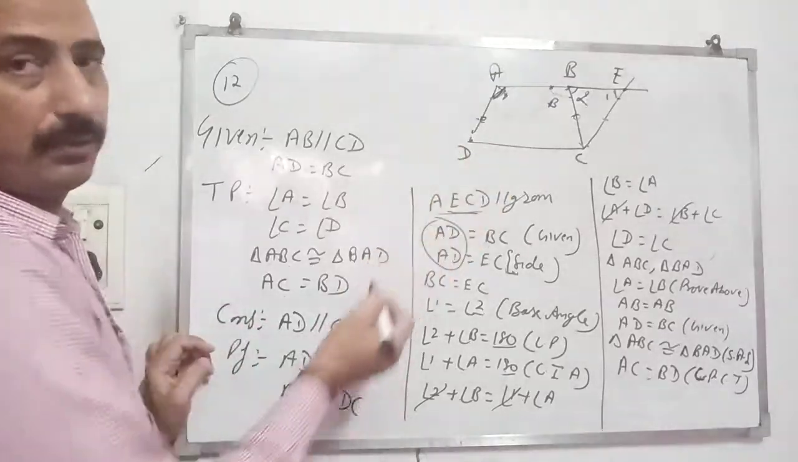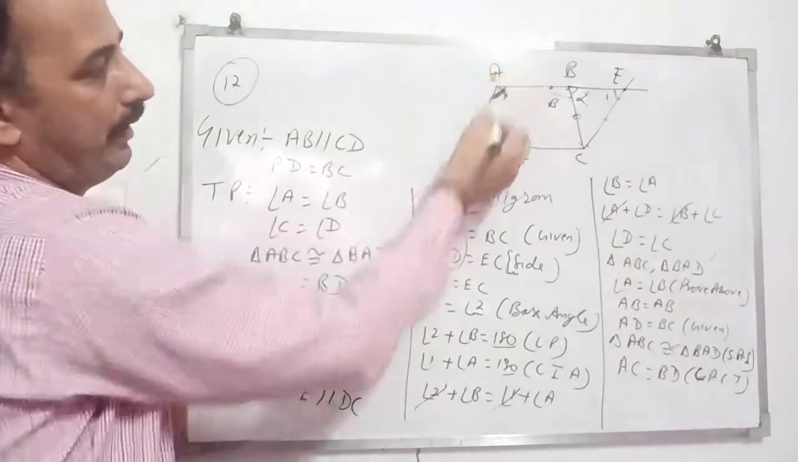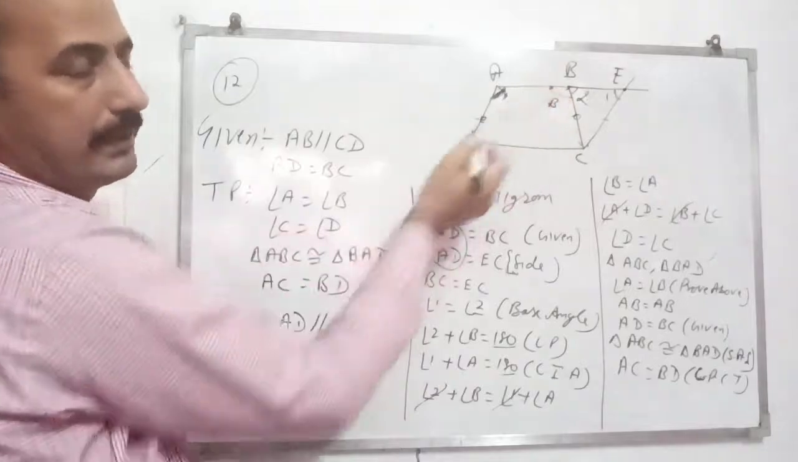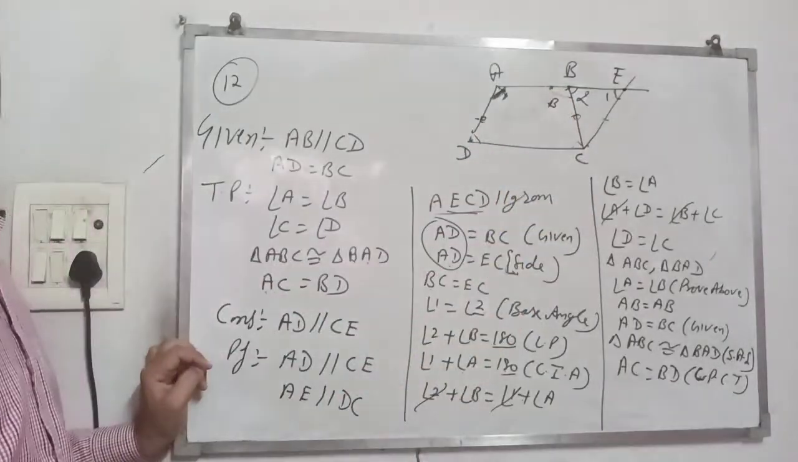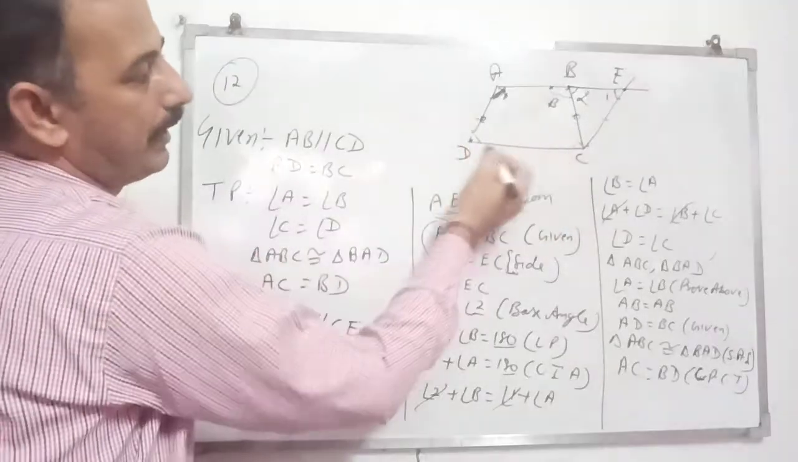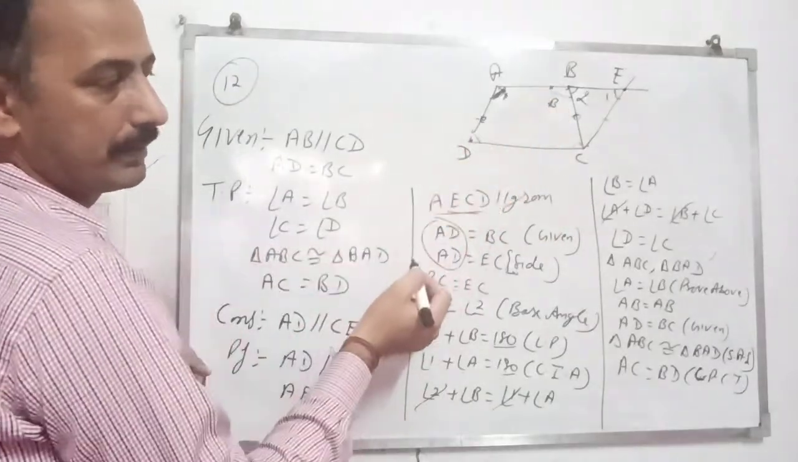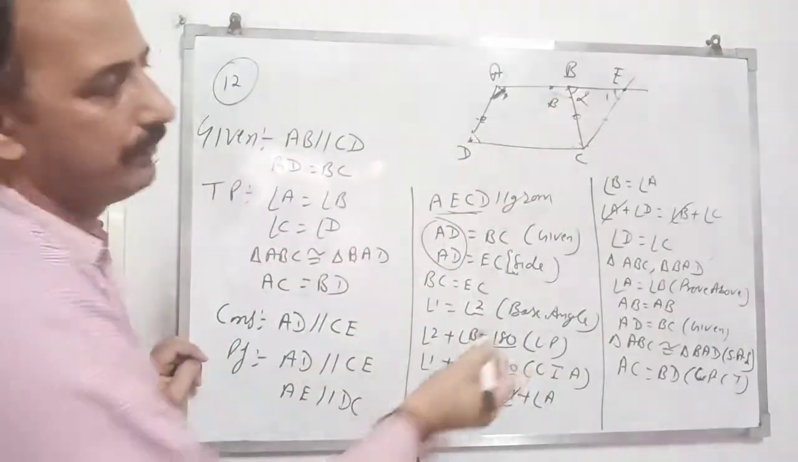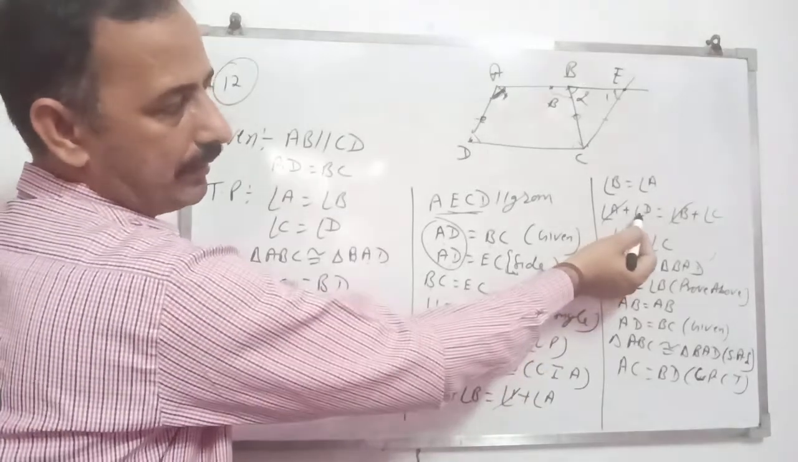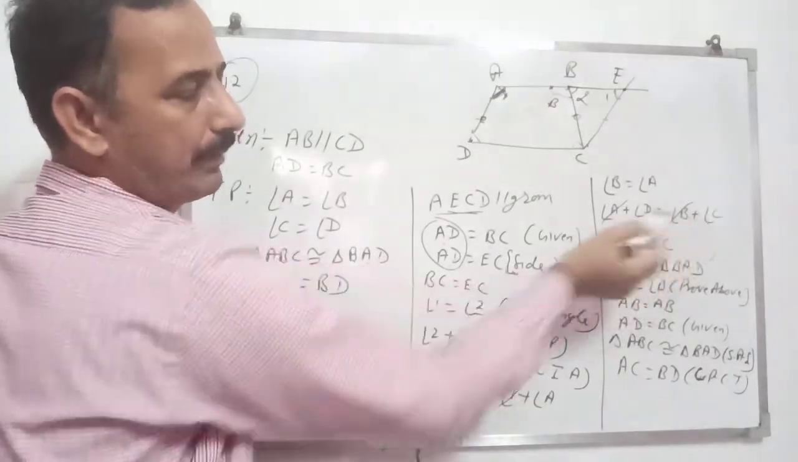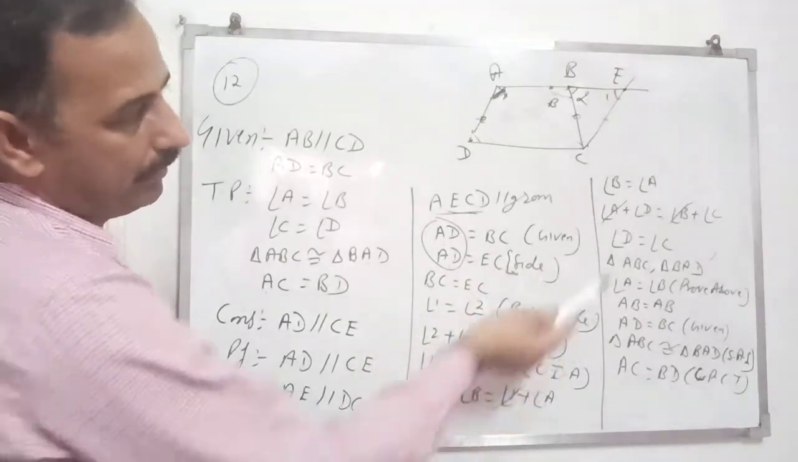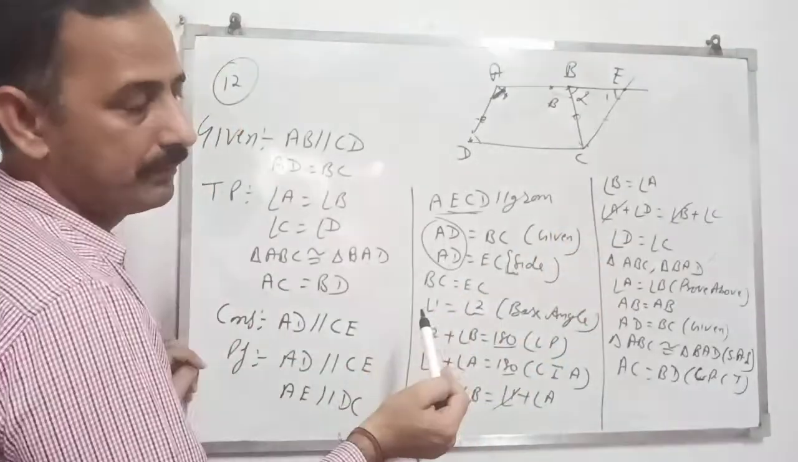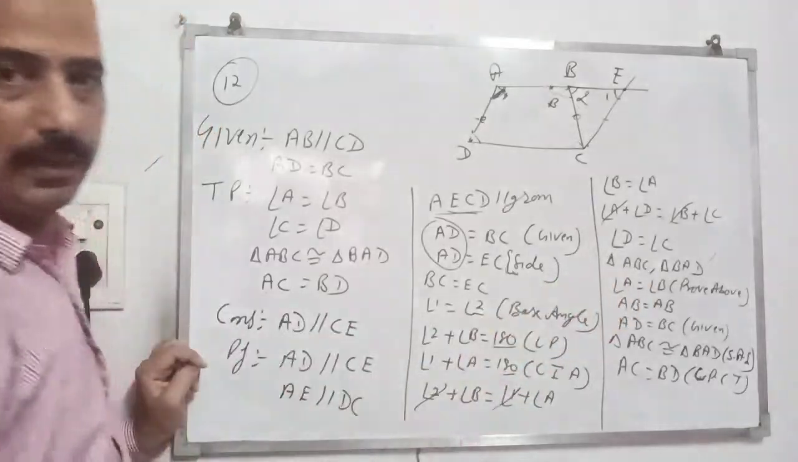Similarly, we have used the co-interior angle. Angle A plus angle D, that is equal to 180. Angle B plus angle C, that is also equal to 180 because DC is parallel to AB. So it becomes a co-interior angle. So angle A plus angle D equal to angle B plus angle C because both are 180 degree. But angle A equal to angle B, so they cancel with each other. So angle D equal to angle C.